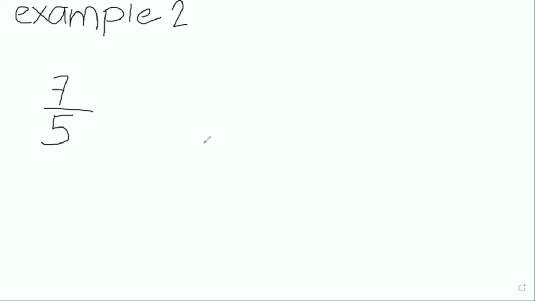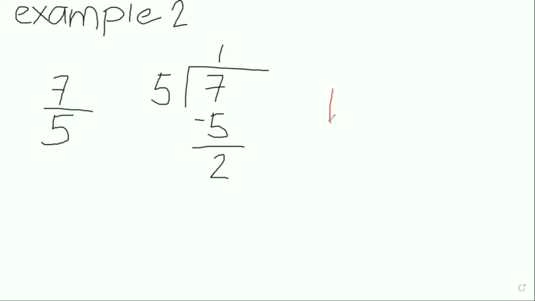Our example number 2 is 7/5. Once again, we are going to divide the numerator by the denominator. So that is 7 divided by 5 equals 1. And then 1 times 5 equals 5. 7 minus 5 equals 2. So now, our answer will be 1, 2, and 5. So in converting 7/5 in mixed number, the answer is 1 2/5.